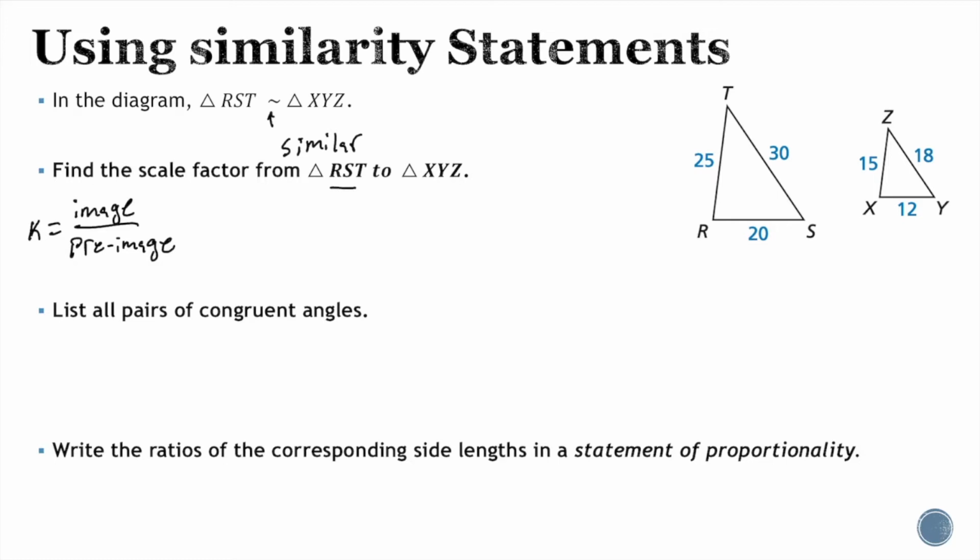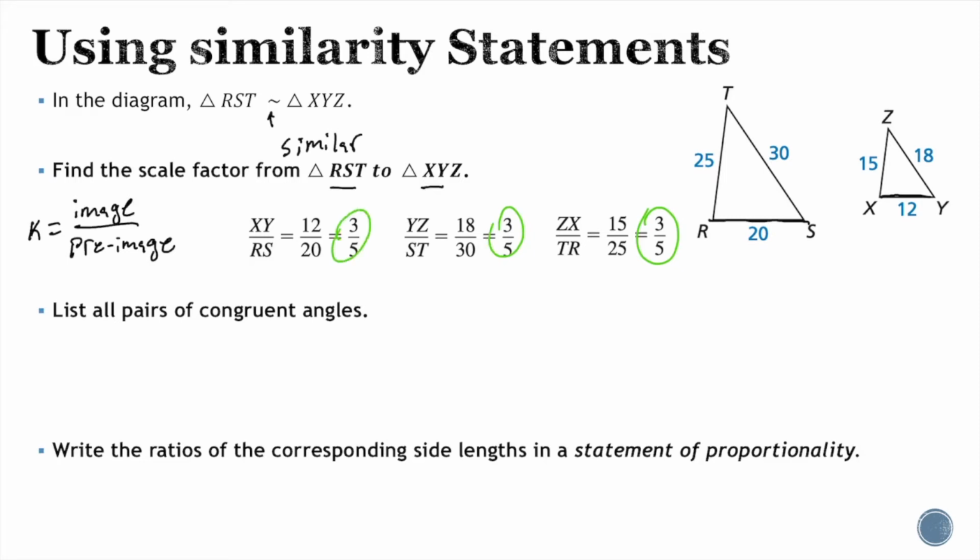And we know that RS corresponds to XY. So we have RS and XY. That gives us 12 divided by 20. Reduce this for a scale factor of 3/5. Taking a look at the other sides, we can see that we definitely have a similar triangle because every scale factor is equal to the same.